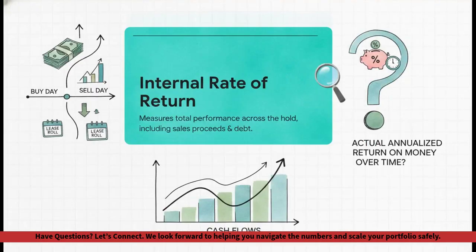First up is IRR, or internal rate of return. This metric paints a complete, dynamic picture of your total performance from the exact day you buy the property to the day you finally sell it. Unlike a cap rate, it incorporates the timing of your cash flows, upcoming lease rollovers, your actual debt structure, and the projected sales proceeds at the end of your hold. It answers the ultimate question: what is the actual annualized return on my money over time?